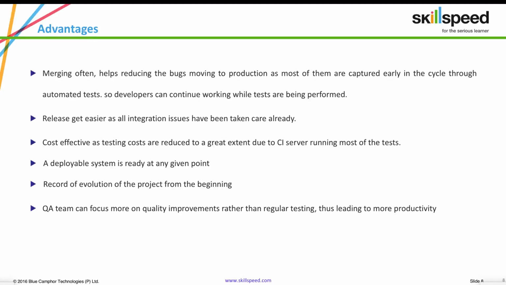QA teams can focus more on quality improvements rather than regular testing, thus leading to more productivity. Instead of the QA team doing regular manual work like running the tests, capturing the results, and sending them to stakeholders, they spend less time on testing, and they can focus on significant improvements to the overall quality of the software delivery process.